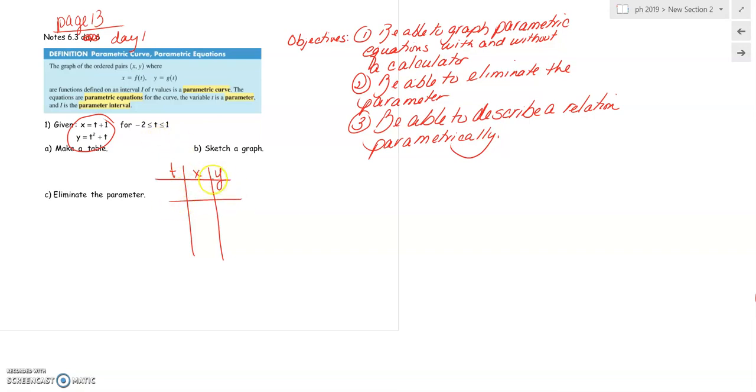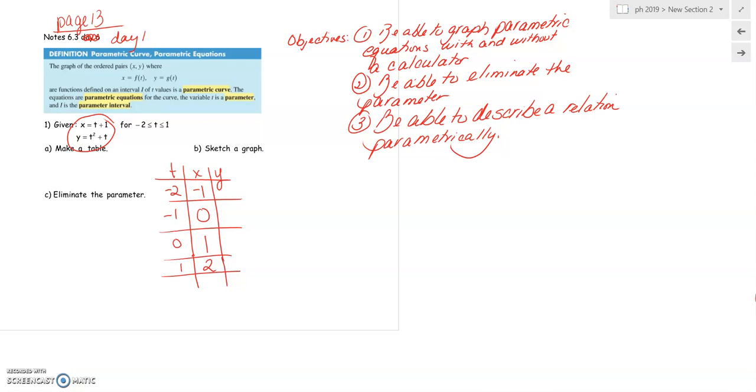So our interval is from -2 to 1. So we're picking values of t that are between -2 and 1. And now we're going to find x. So x is t plus 1. So if t is -2, x is -1. If t is -1, x is 0. If t is 0, x is 1. And if t is 1, x is 2.